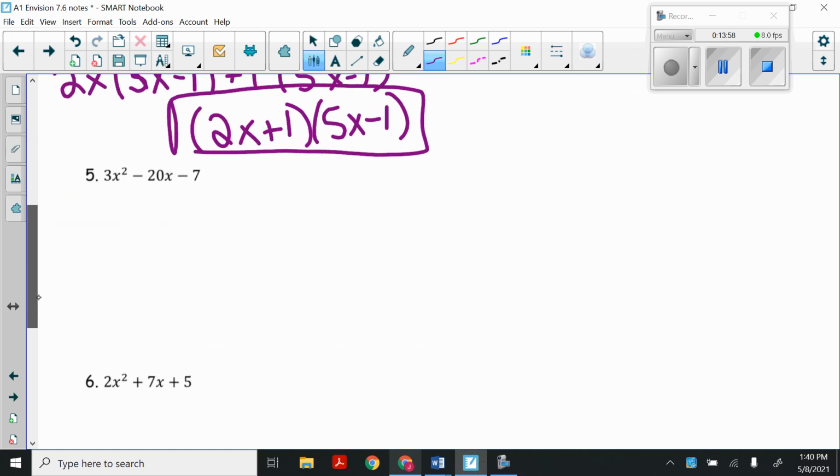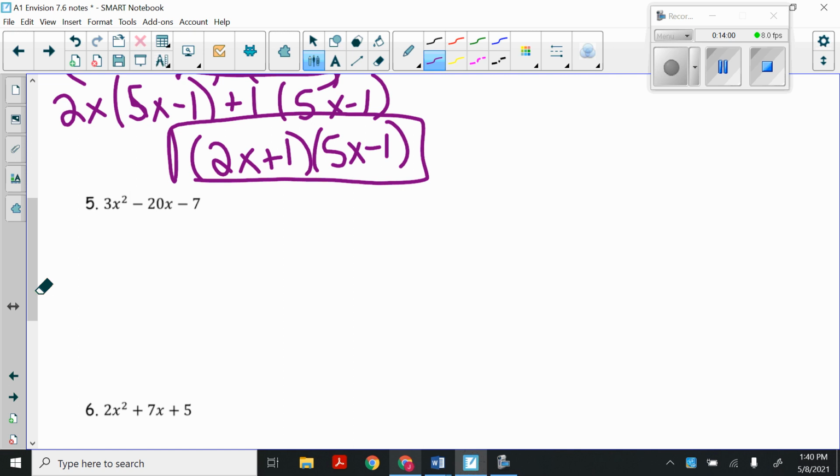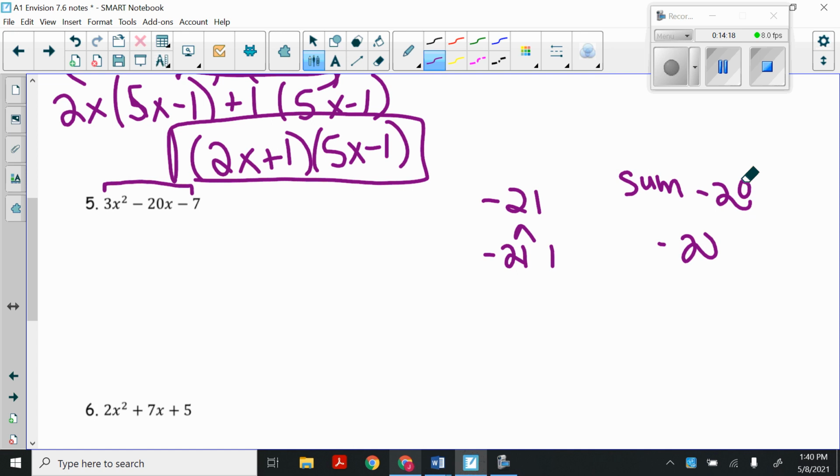Number 5, 3x squared minus 20x minus 7. So I'm multiplying my A and my C. So I'm looking for what can I multiply together to get negative 21, but when I add them, I want a sum of negative 20. Well, I know the only way that I'm going to do that is from negative 21 and a 1, and that's going to get me a negative 20.